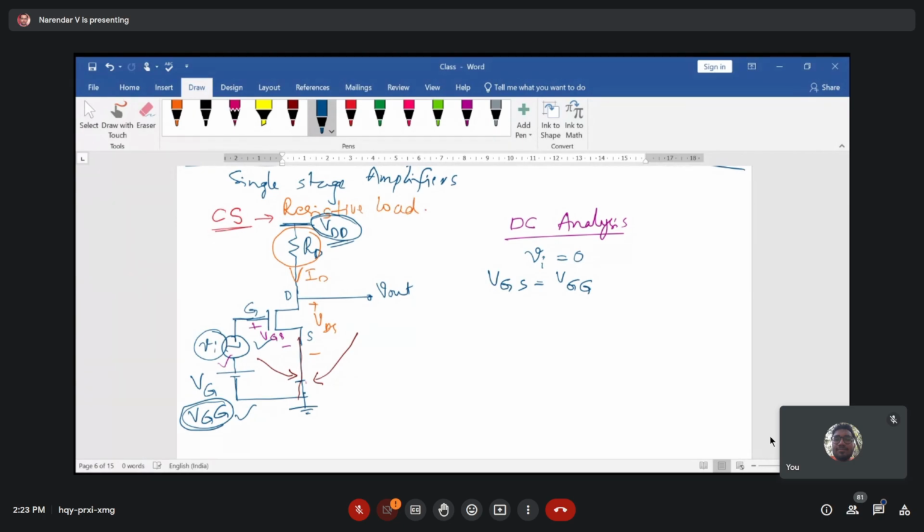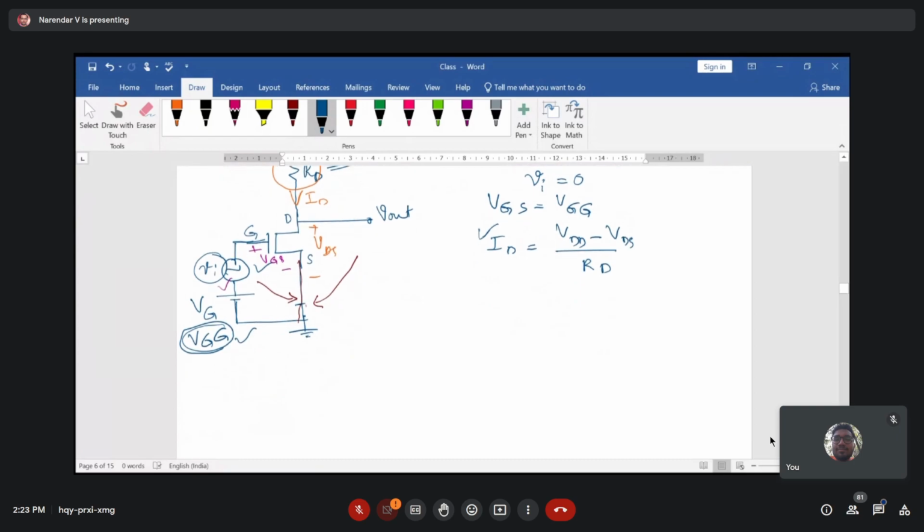Okay, and if you write the current ID expression, ID is equivalent to VDD minus VDS by RD. This is what you can write. Basically, you just take a KVL from VDD to the output node and write the KVL loop here. Then you will get the VDS value, or you can call it the load voltage across the load resistor RL, and from there you can easily calculate the value of ID, which is depicted here.